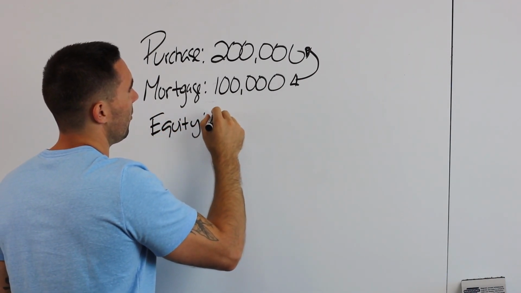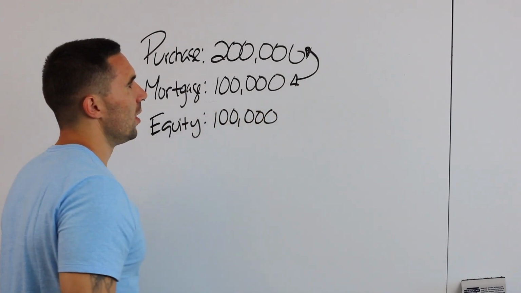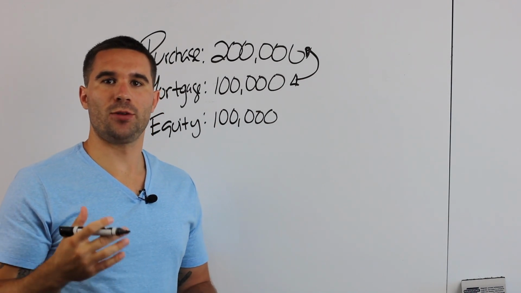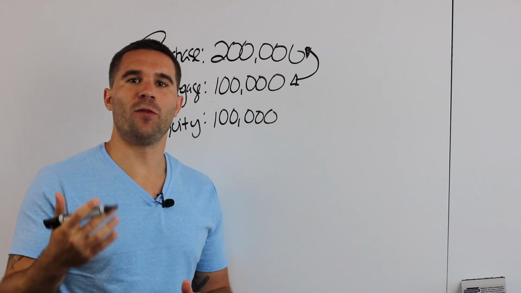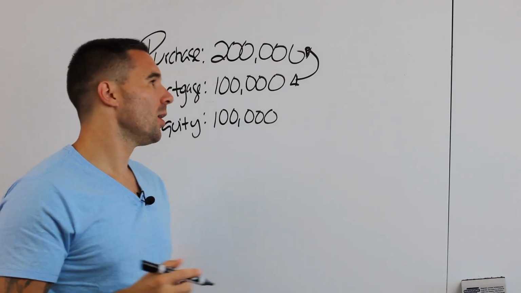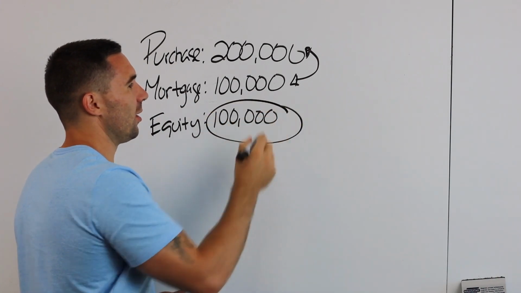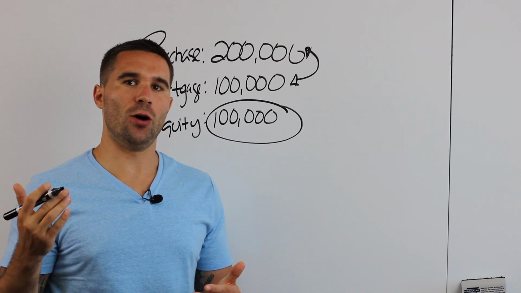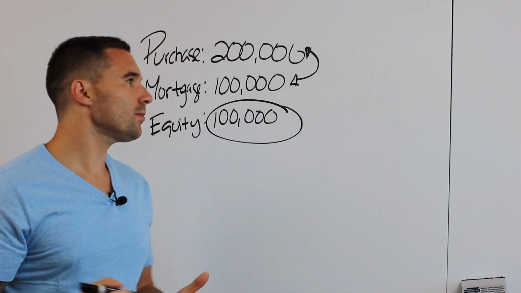So they have $100,000 in equity. Let's say that you agreed with the seller for a 48-month term. What this means is on or before the 48 months is complete, the seller will then receive the $100,000. Also, it's a traditional sale, so any and all liens on the property would be paid off.